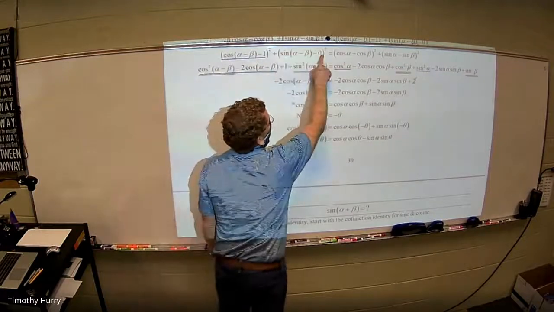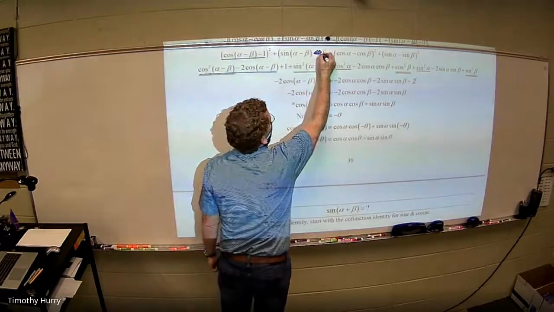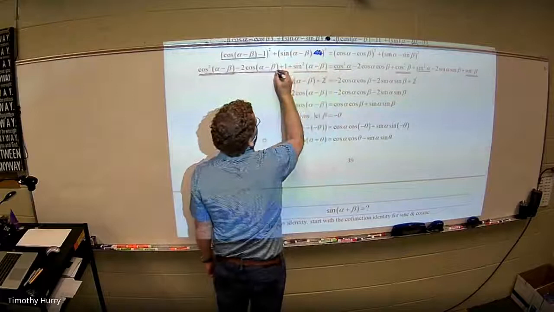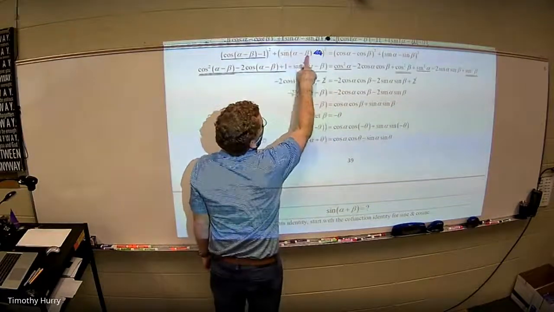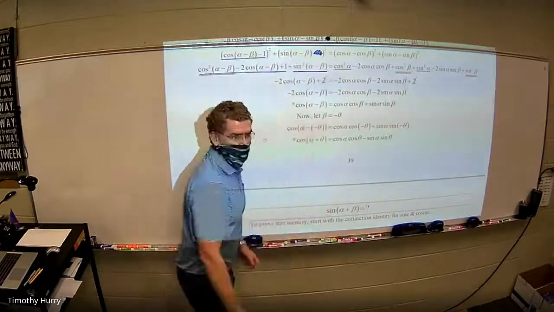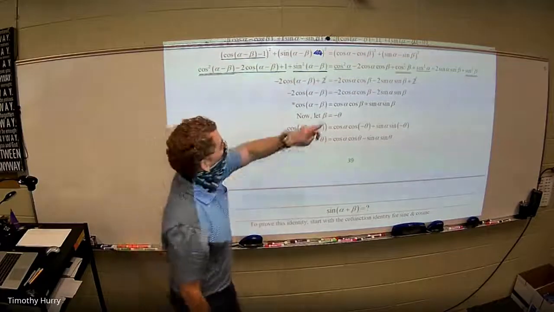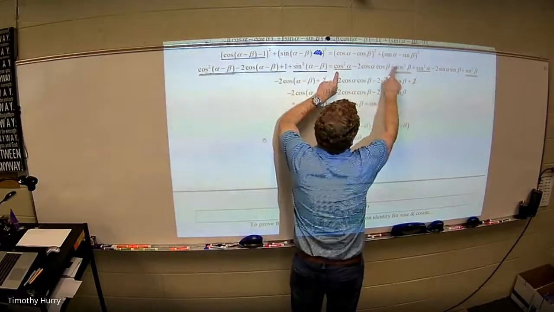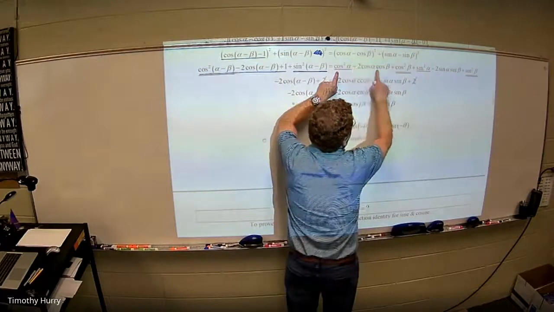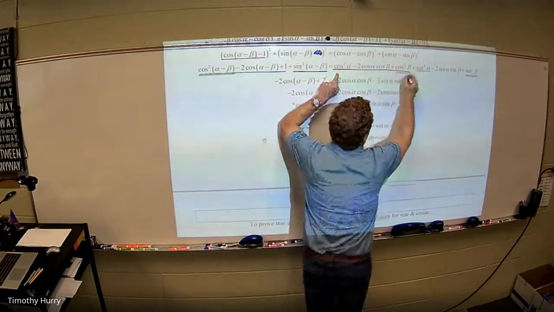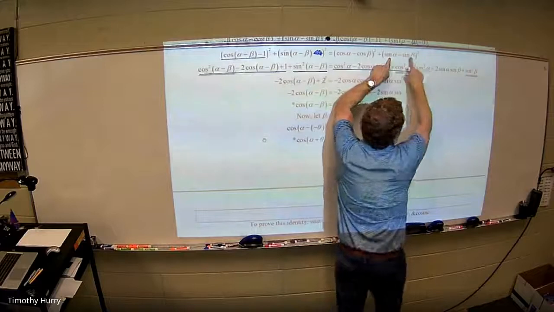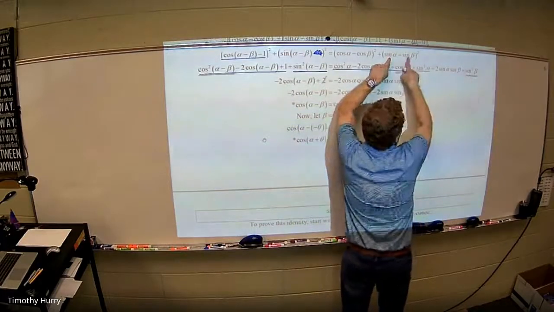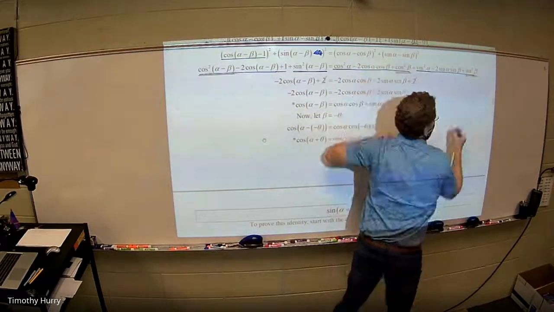Then how do I square this? Oh wait, the zero's gone. So how do I square, actually it goes to there. How do I square that? Just square it. Right? How do I square this? Square the first, square the last, that times 2 gives you the middle. So there's that part. Square the first, square the last, that times 2 gives you that part.